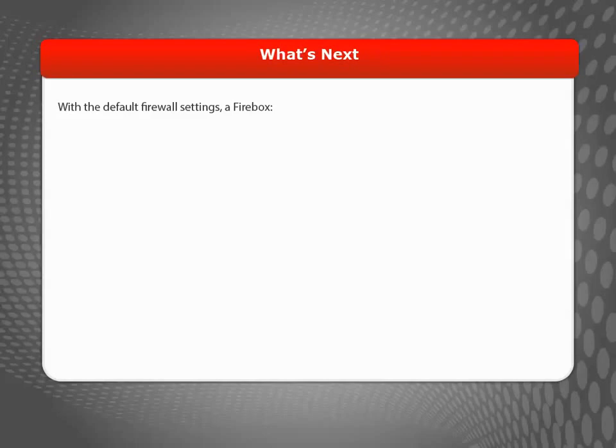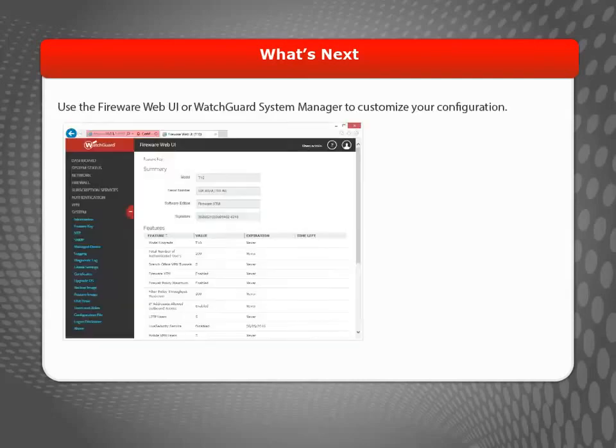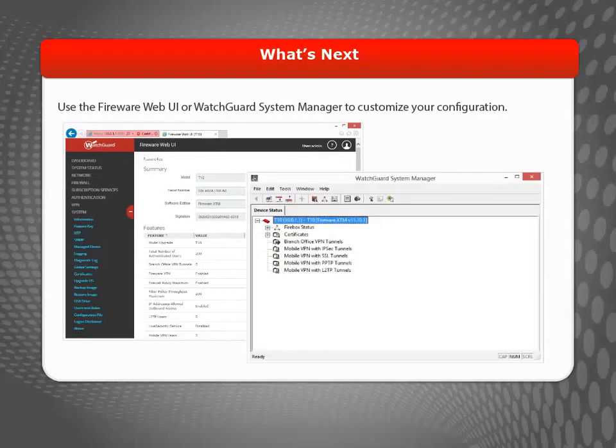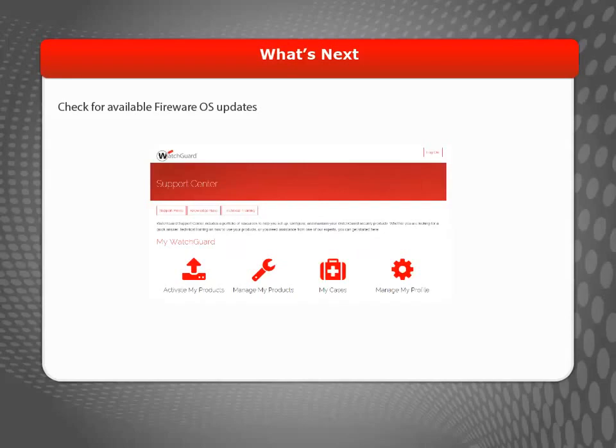Now that your Firebox is up and running, it's important to understand the basic firewall settings that are enforced out of the box. By default, it blocks all inbound traffic and allows all outbound TCP, UDP, and ping traffic. You can use the Fireware Web UI or WatchGuard System Manager to customize your configuration. If this is a new device, it's a good idea to upgrade to the latest version of Fireware OS. You can check for updates at the WatchGuard Support Center.